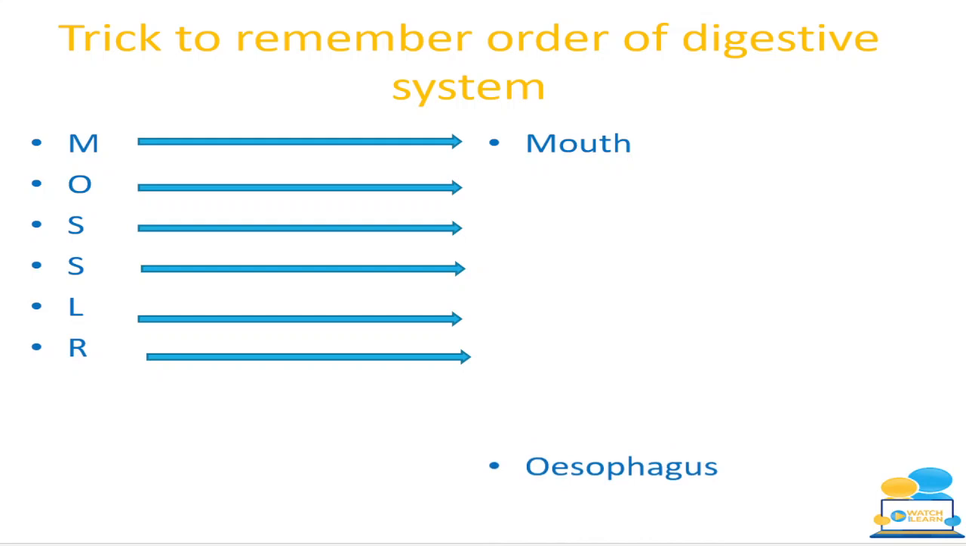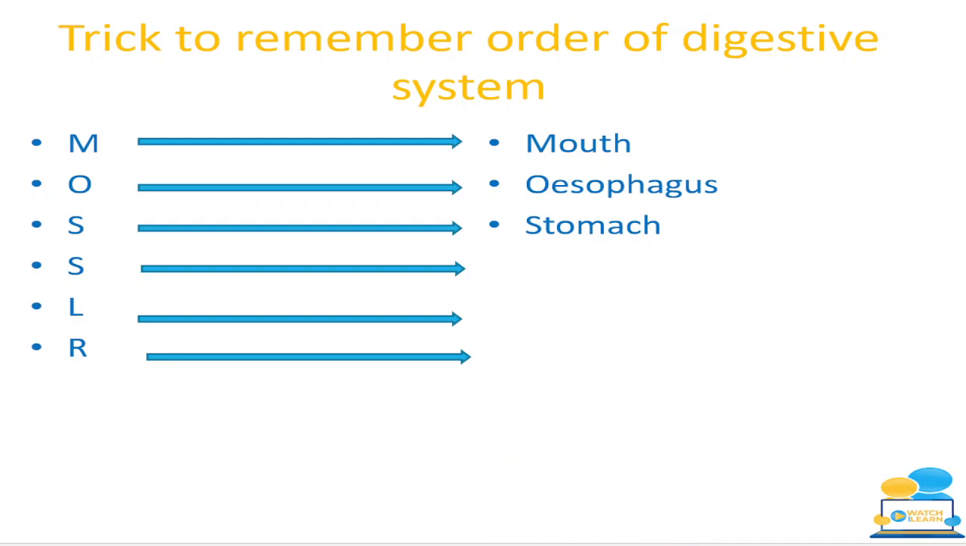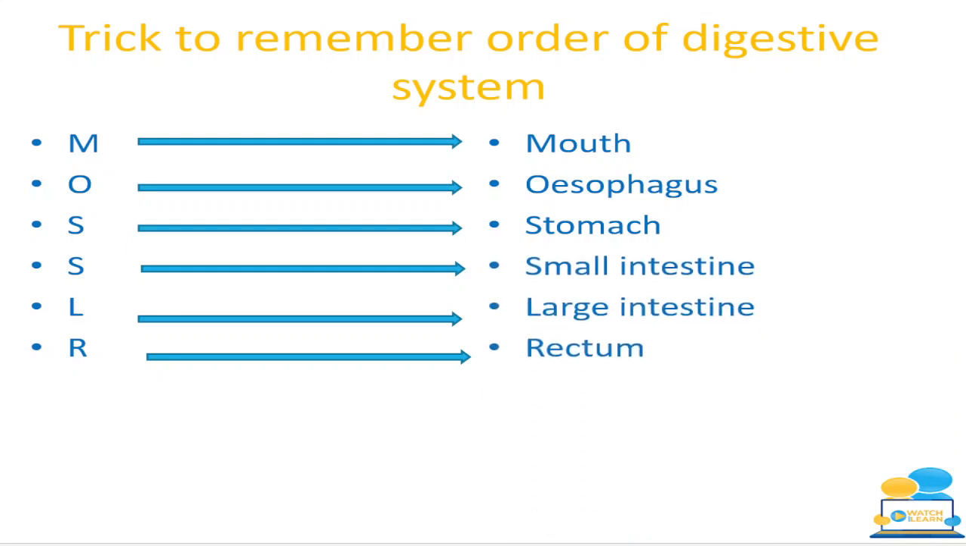So we have M for mouth, O for esophagus. Esophagus is quite a tricky word to spell, and in science and home ec, you'll never be docked marks for misspelling something. As long as the examiner can sort of understand what it is, you're going to get the marks for it. So we have mouth, esophagus, next up is our stomach, followed by our small intestine, followed by our large intestine, and then finally our rectum.